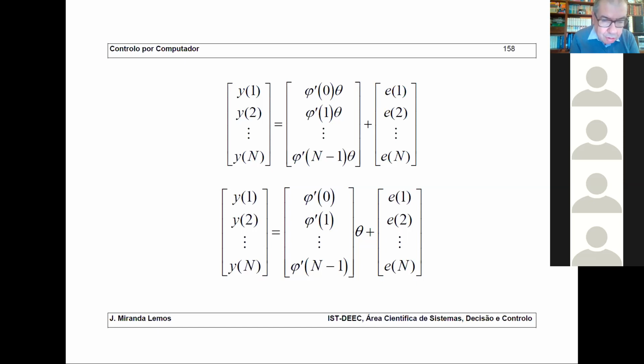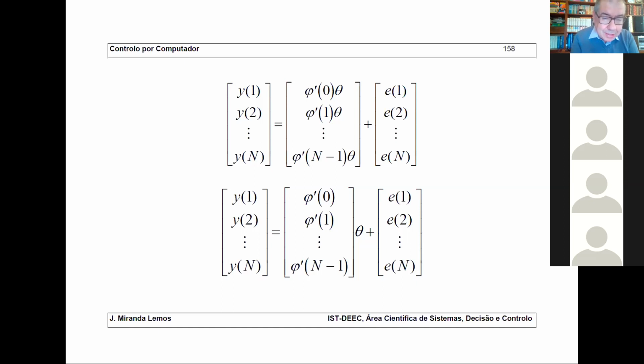Be careful. Why are these two equivalent? Because here I have theta, here, here, here, and here I have theta just outside the matrix. So no ideas? Maybe because it's linear.